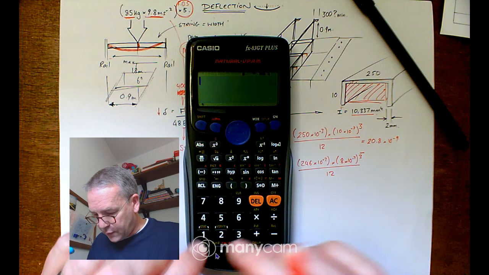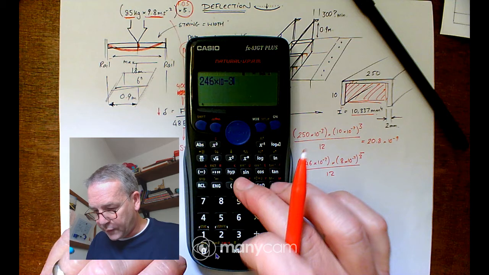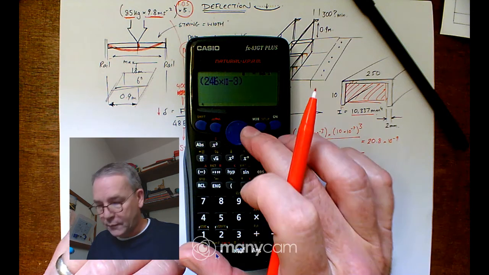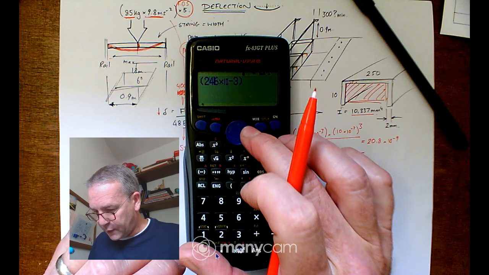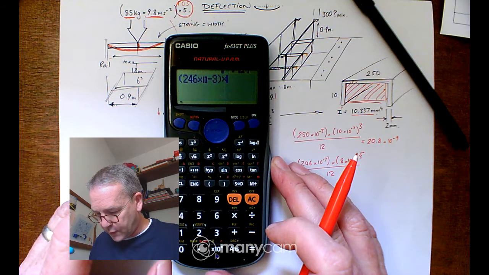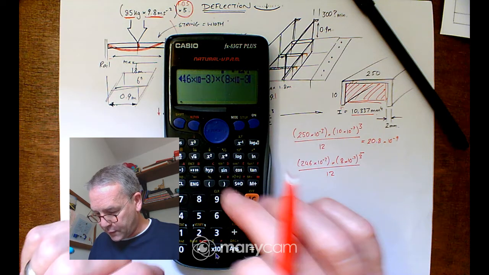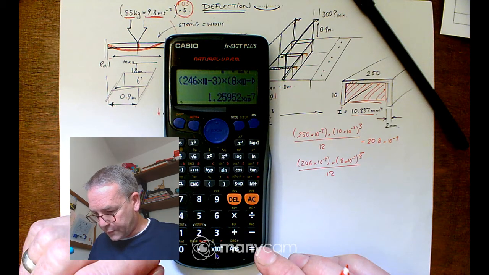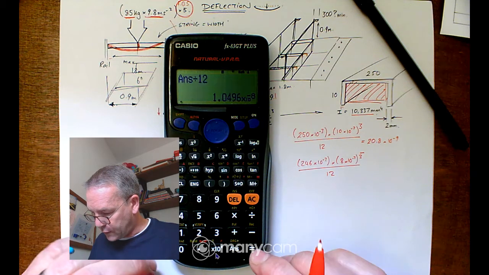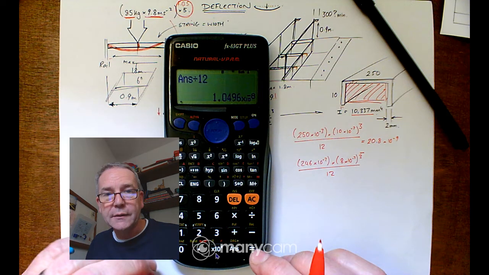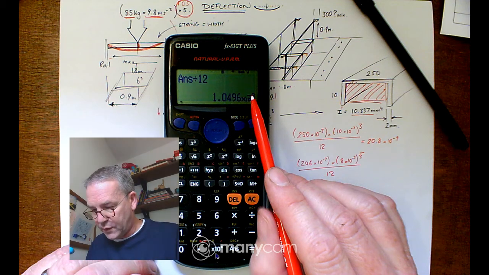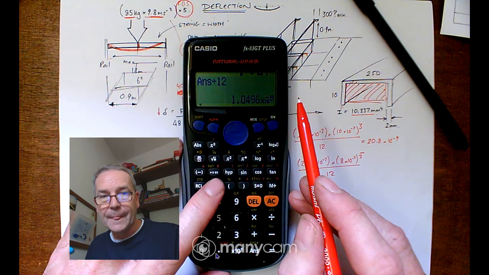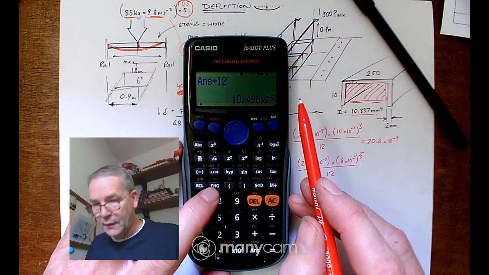Clear that. 246 times 10 to the minus 3. Let's put the brackets in, just keep it nice and tidy. Which is going to be times bracket 8 times 10 to the minus 3, because that's millimeters. Cube that. Divide that by 12. And that's given me, now I'll notice this is 10 to the minus 8 here. Again, I'm going to use my engineering button. And that's given me it in engineering notation 10 to the minus 9.